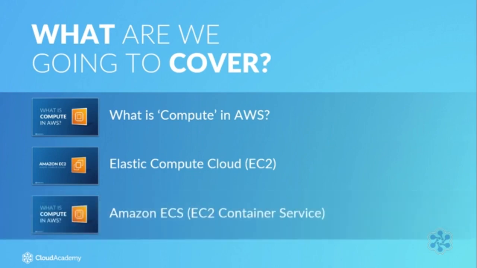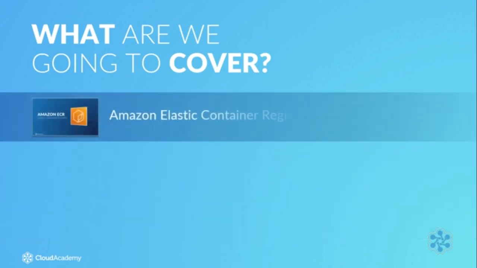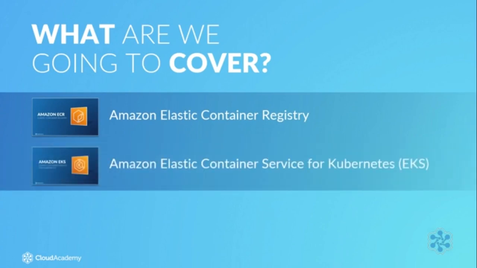Amazon ECS, the EC2 container service. Within this lecture, I will provide a high-level overview of what the EC2 container service is and how it relates to Docker. Amazon Elastic Container Registry. In this lecture, I explain how this service links closely with ECS to provide a secure location to store and manage your Docker images.